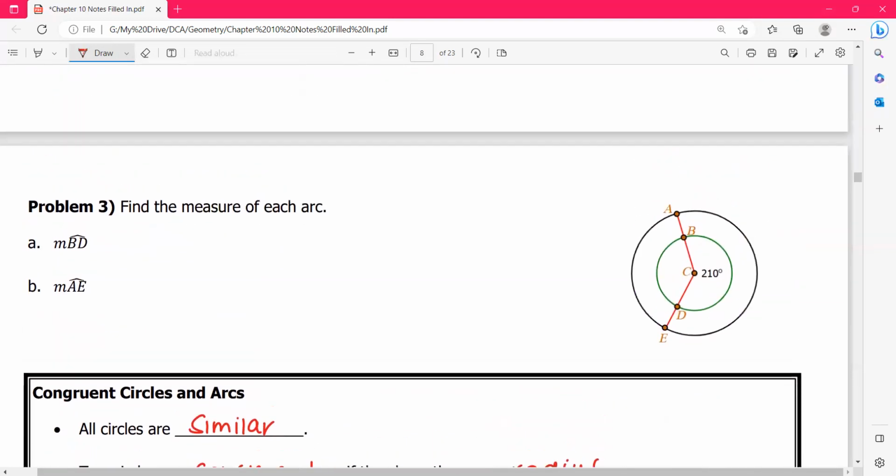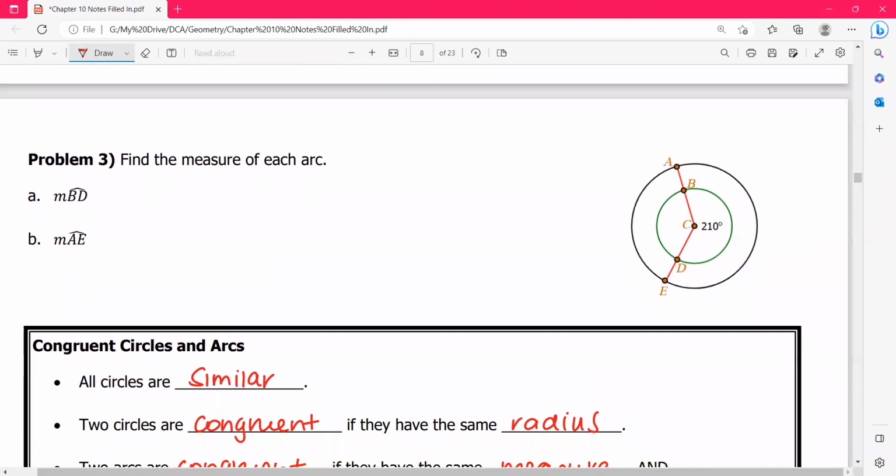Okay, let's check out this problem. Find the measures of each arc. Okay, so arc BD. Here's BD. If I notice that this angle is 210, I can figure out this angle, and then I'll be able to determine the arc. So I'm going to do 360 minus 210. That gives me 150 degrees, is arc BD. And then let's look at arc AE. So AE here is still using that same angle. So it's also 150 degrees.